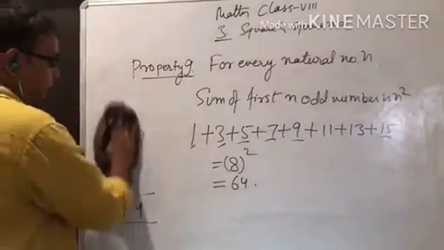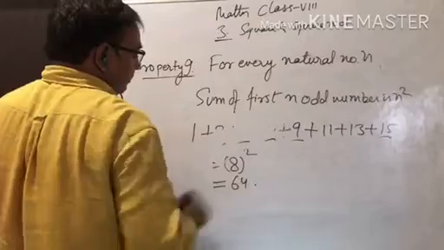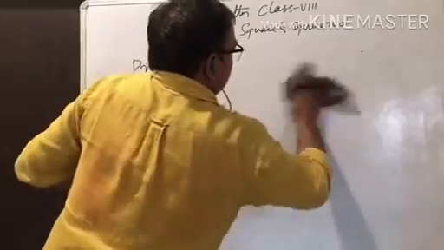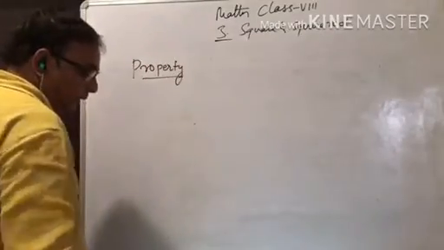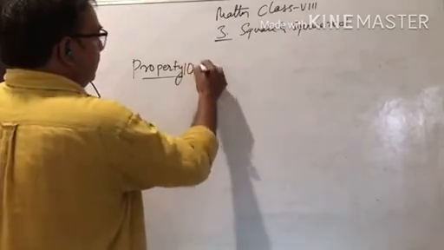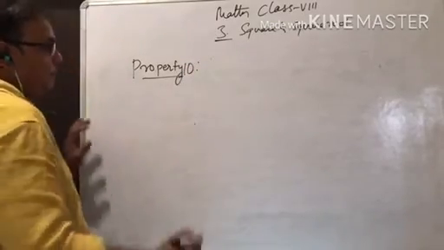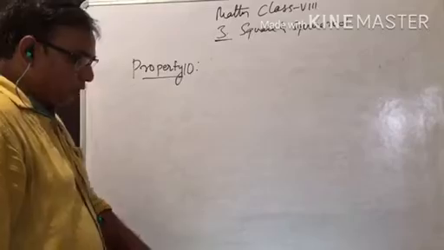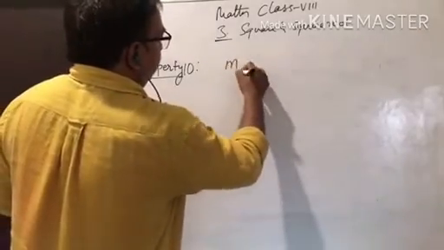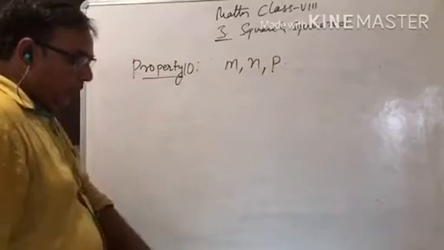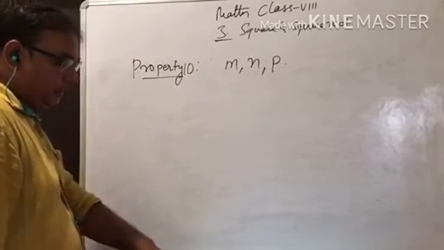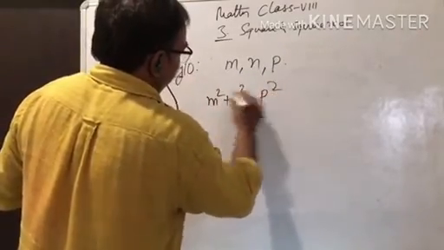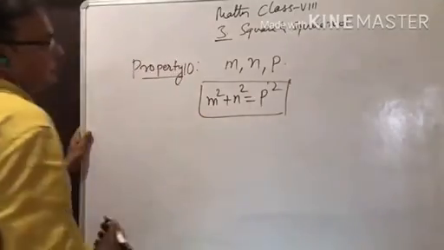Now the last property, number 10, Pythagorean triplet. Pythagorean triplet is basically based on the Pythagoras theorem. Three natural numbers, suppose there are three natural numbers m, n, p, are said to be a Pythagorean triplet if m square plus n square is equal to p square. This is the Pythagorean triplet.